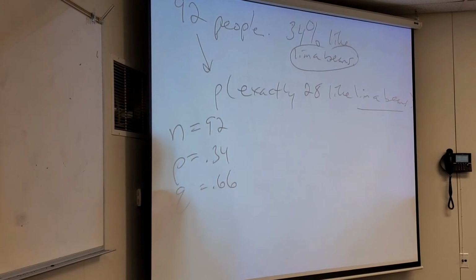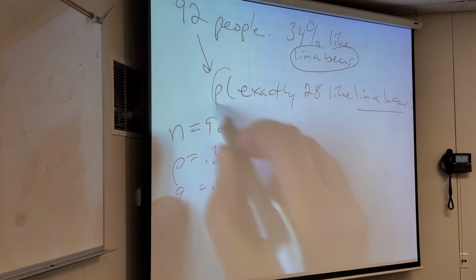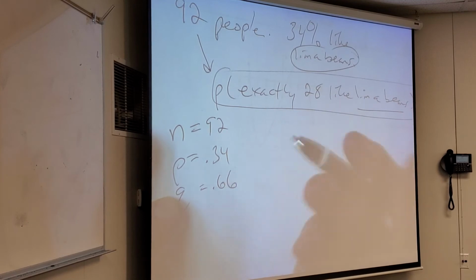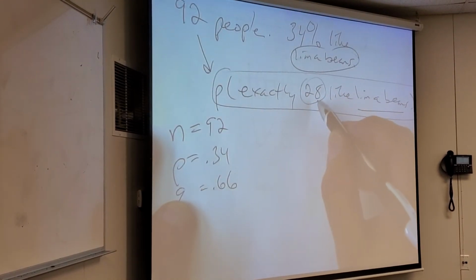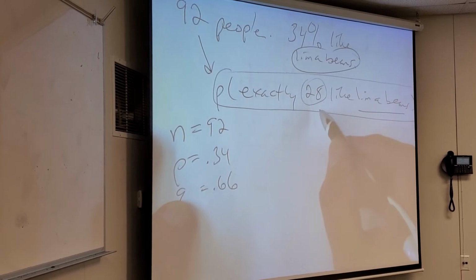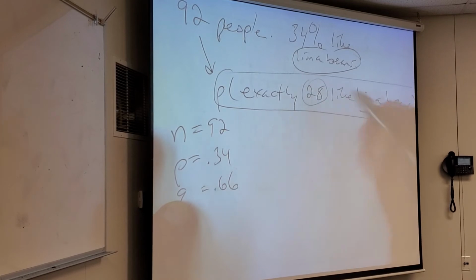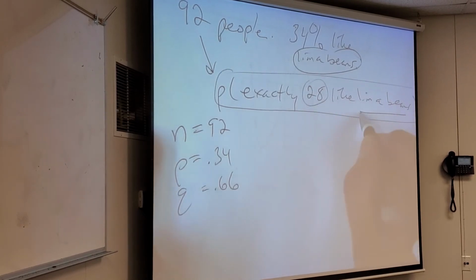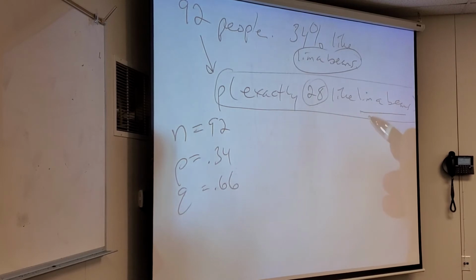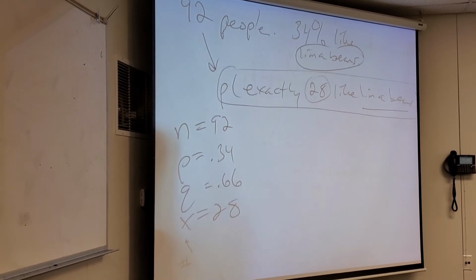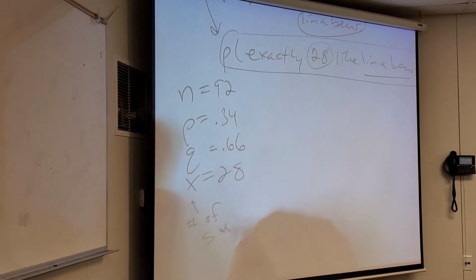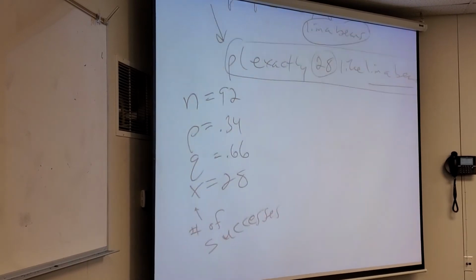And then the one last thing I haven't covered: what is it about this question that could have changed? What could I change in that question? The number here, right? That number could have been anywhere from what to what? What's the least number of people that could have liked lima beans? Zero. And what's the most? 92. So the number of successes is X. That's the variable, the thing that could change. In this case, X is 28, the number of successes. Okay. Good job, Jim.